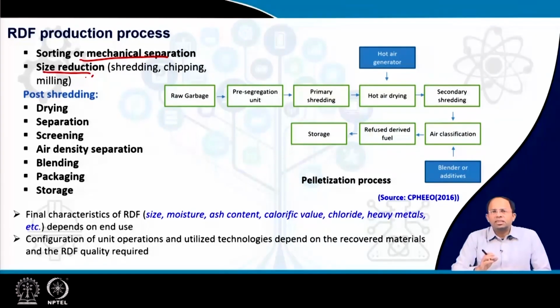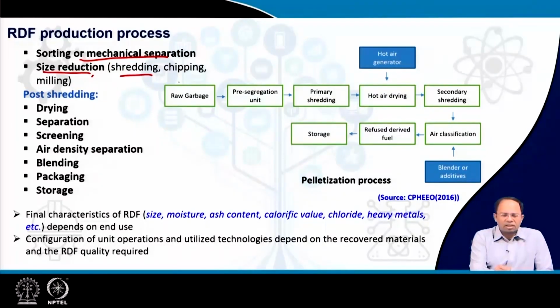So that means if the waste is of uniform size, further mechanical processes would be facilitated. So we have to shred, chip, or mill the waste. What it means is we will reduce the size of the waste to manageable forms.